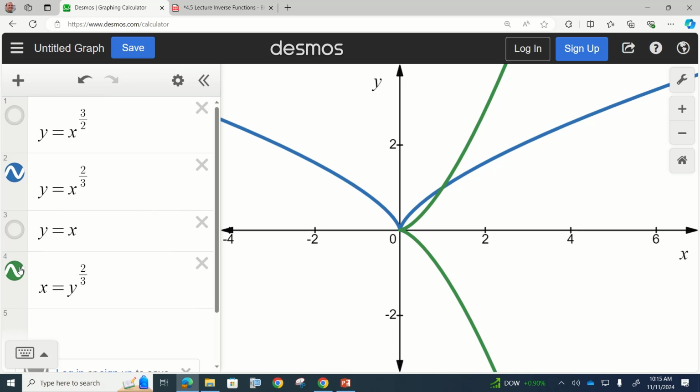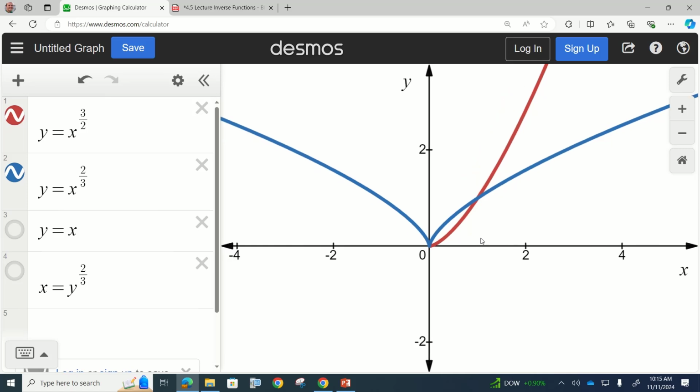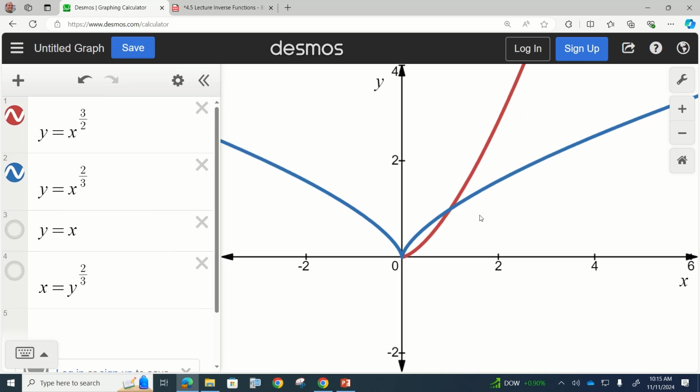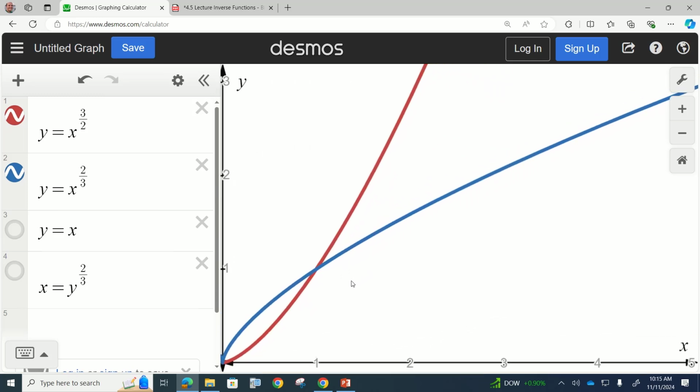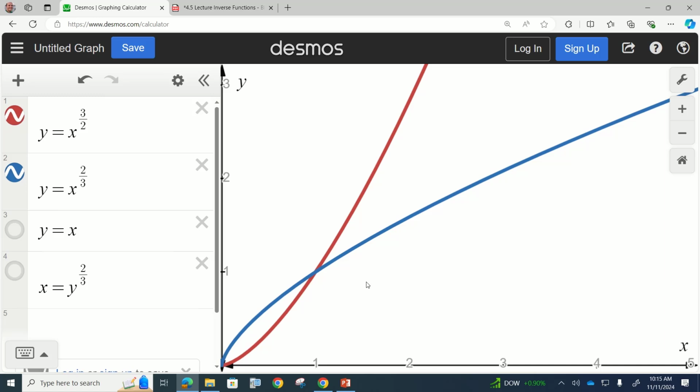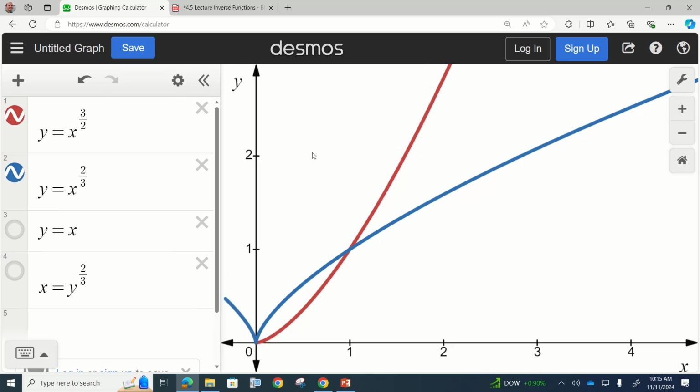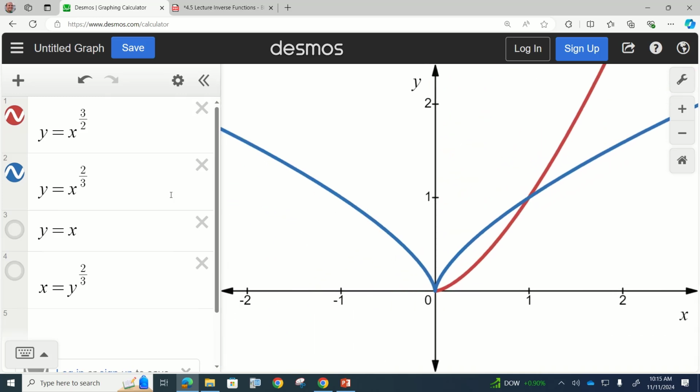So back to this story, because this is not a perfect mirror image, red and blue, but what if I just kind of do this? That does look like an inverse function in terms of mirror image over here. I just have to ignore the left side of the plane and it works. So this is kind of inconvenient to have this whole part over here.